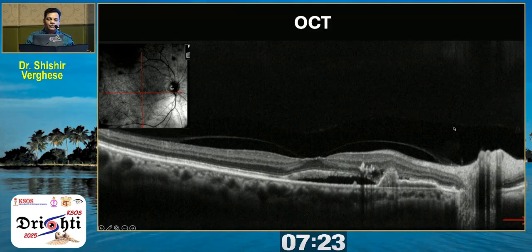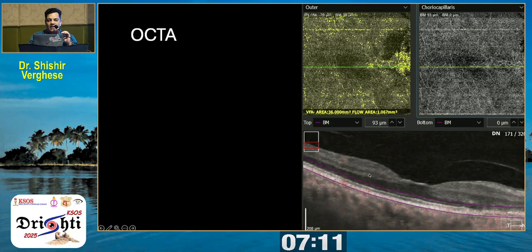But when you actually do the OCT, you can see there is a double layer sign with a small polypoidal lesion, along with some hard exudates there. So this was basically polypoidal choroidal vasculopathy, a subtle one. And then when you do the OCT angiography, you can see this nice network seen nasal to the disc in this patient. This was referred as moderate NPDR, but this was actually PCV.